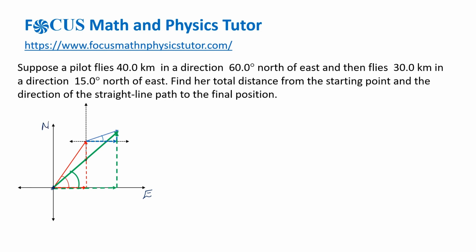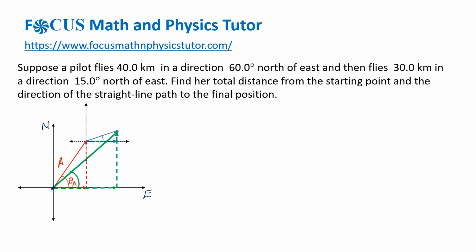Now, first in the direction of 60 degrees, that's 40 kilometers, let's denote it by A, and the angle by theta A. All right. Then 30 kilometers in a direction of 15 degrees north of east. So we have to move the coordinate to the end of the first vector, or the head of the first vector.